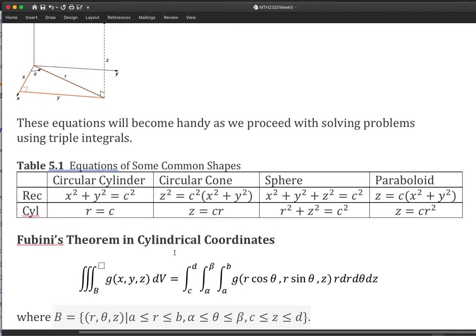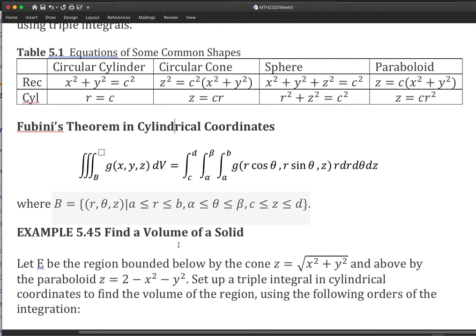Okay, and then let's take a quick look at how we use cylindrical coordinates to solve some problems. This time, we are considering a region bounded below by the cone z equals square root of x squared plus y squared. We just said we do have the cone surface right here. If you take a square root of both sides of z squared, z is the square root of x squared plus y squared. And the paraboloid is z equals 2 minus x squared minus y squared. This is the paraboloid we just mentioned.